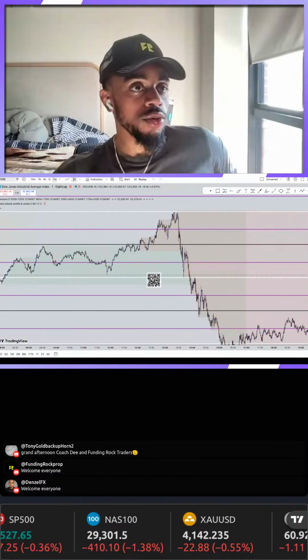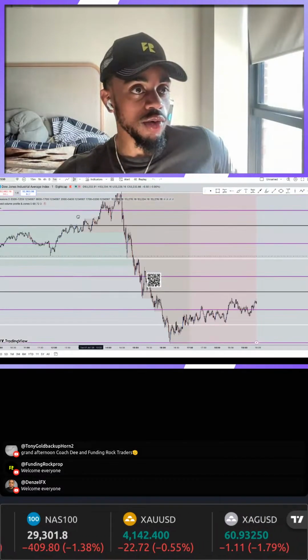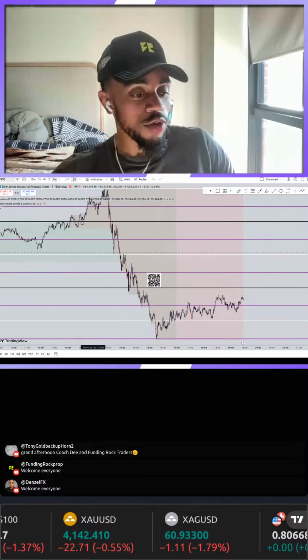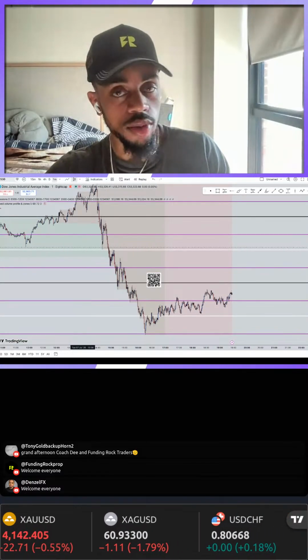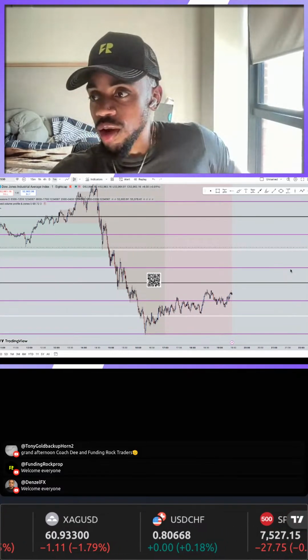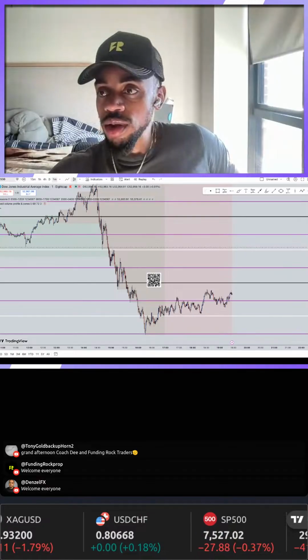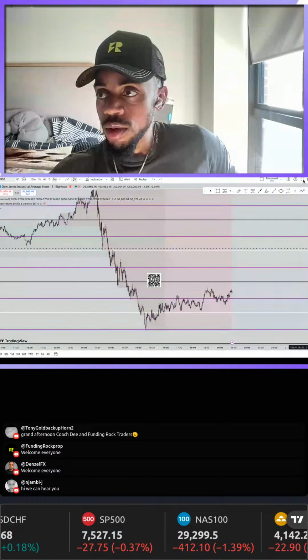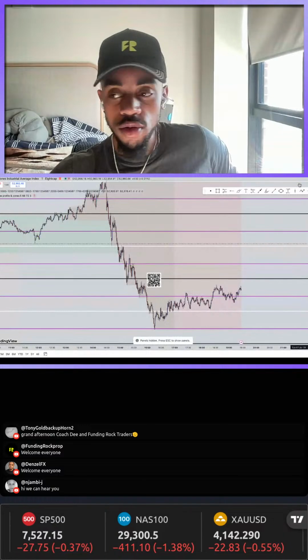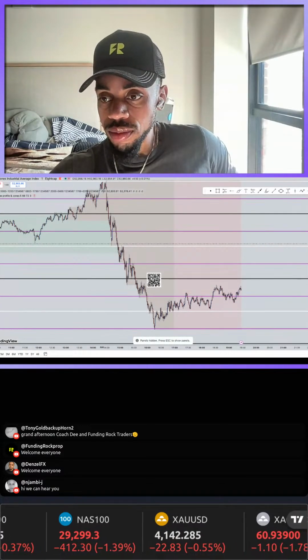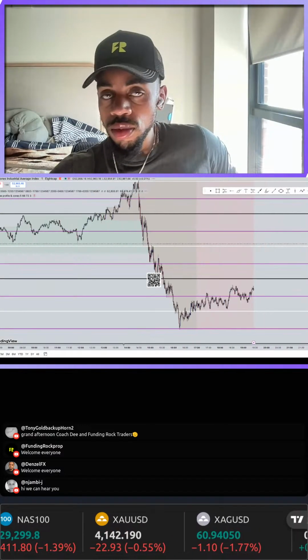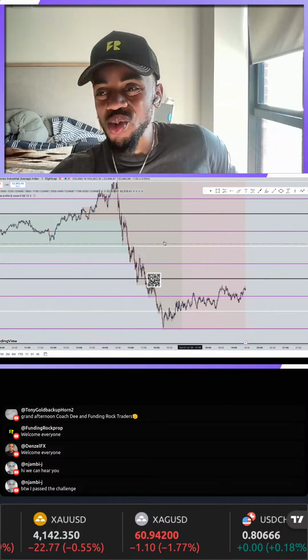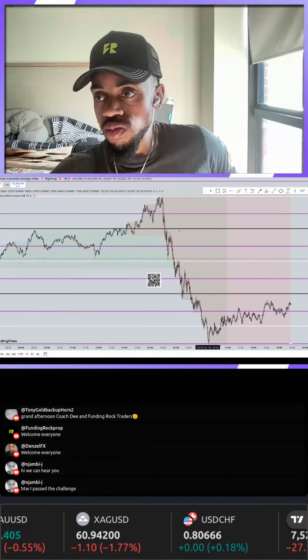Let's go. US 30, that's what we're looking at on the screen right now. Look at this price action, guys. The price action on US 30 right now is immaculate. I even have to go full screen mode on this. So right now we're looking at US 30 on the 1 minute time frame.